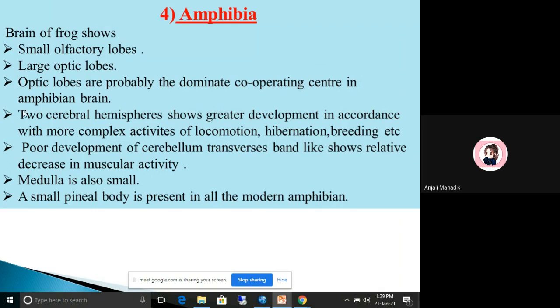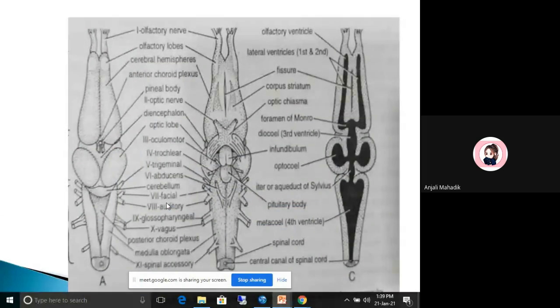characters of the brain: small olfactory lobes, large optic lobes. Optic lobes are the coordinating center in the amphibian brain. Then the two cerebral hemispheres show greater development in accordance with the more complex activities of locomotion, hibernation, and breeding. Then poor development of the cerebellum, which is transverse band like, so it decreases muscular activity. The medulla oblongata is also small. The pineal body is present in all modern amphibians. So this is the brain of the frog.